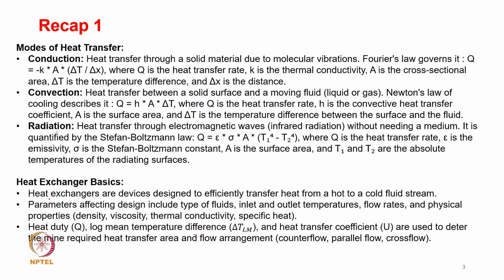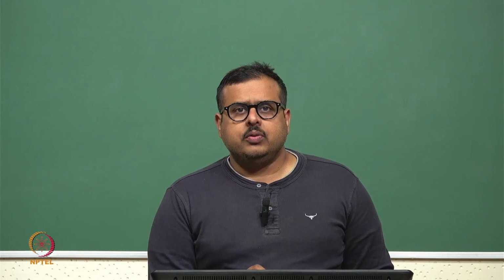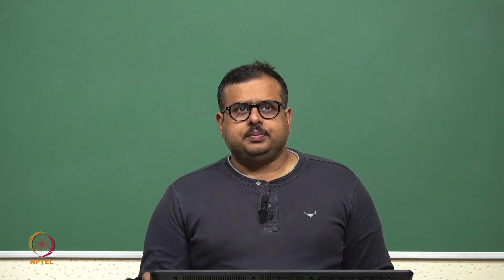The next important variables that we learned are heat duty, the logarithmic mean temperature difference, and the heat transfer coefficient, which are used to determine the total heat transfer area, and the type of flow arrangement required: cross flow, counter flow, parallel flow, and so on.